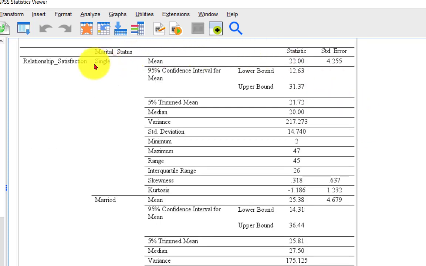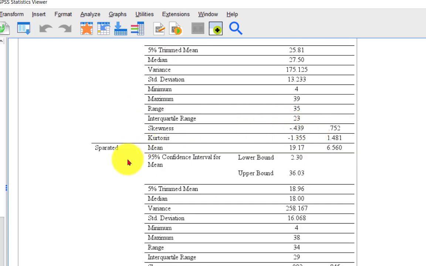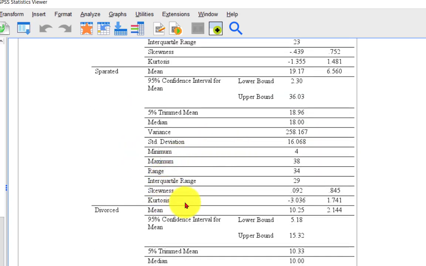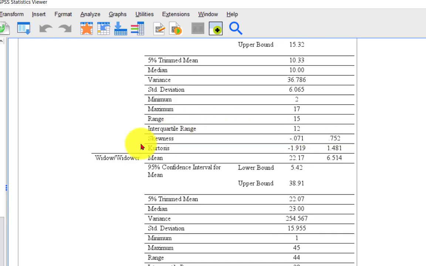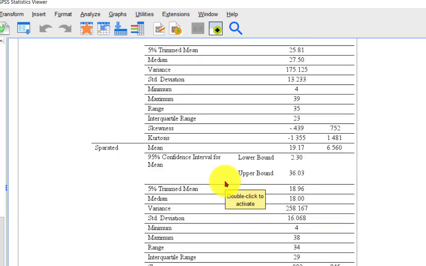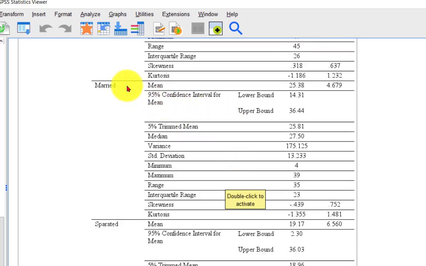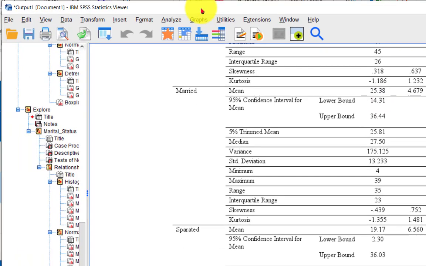And so there's the mean relationship satisfaction for single is 22. For married, it's 25. Separated, it's 19. Divorced is 10. Widowed is 22. And that's it. So it's obvious, according to this, that the highest is being married. Married is bliss, is all we married people know that. But okay, so I'm going to show you a different way.